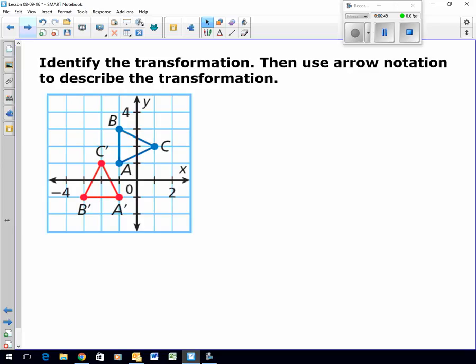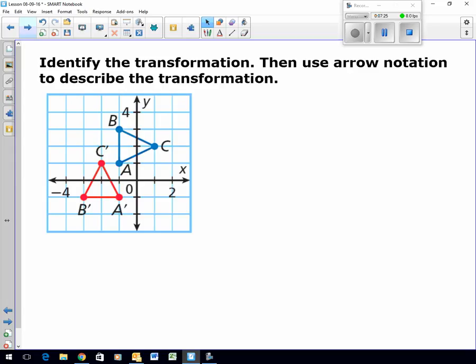Tell me, identify this transformation. It says use arrow notation to describe the transformation. All right. Here we go. We got what? Reflection, rotation, and translation. Okay. First off, which one of these two, the blue or the red, which one is my pre-image? You think it's the blue, raise your hand. You think it's the red, raise your hand. Okay, it's the blue. The blue image is the pre-image.